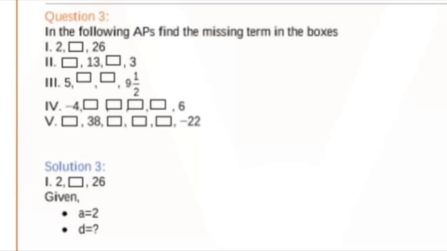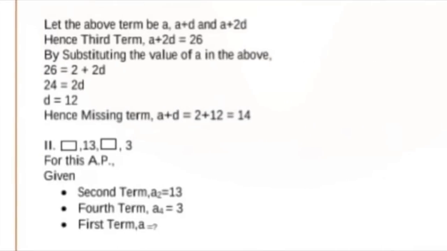Find the missing term in the boxes. In the first part we are given the first number as 2, the second number is missing and the third number is 26. First number is 2 means a is equal to 2. We don't know the value of the common difference, which is d, but we know the value of the third term, which is 26.